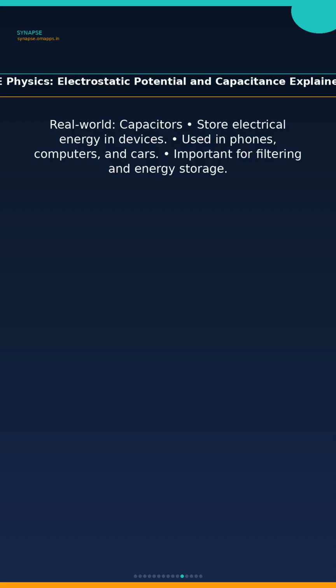Now, let's see how this applies in the real world. Capacitors, which are used in almost every electronic device, store electrical energy. They rely on these principles of electrostatic potential and capacitance to work. They are key for filtering signals and storing energy for quick release, like in a camera flash.